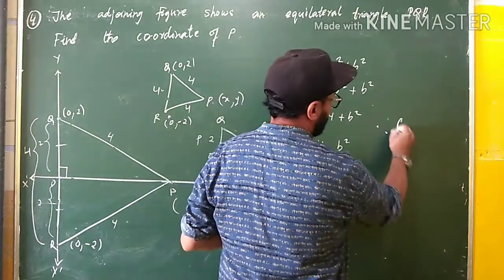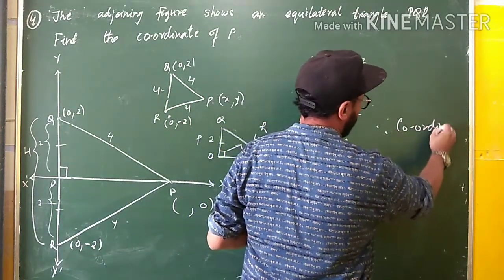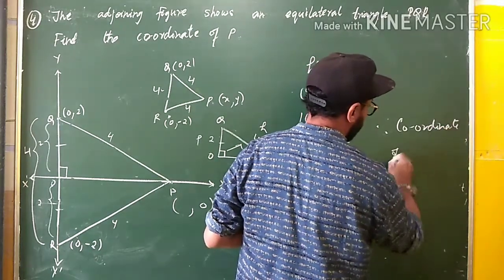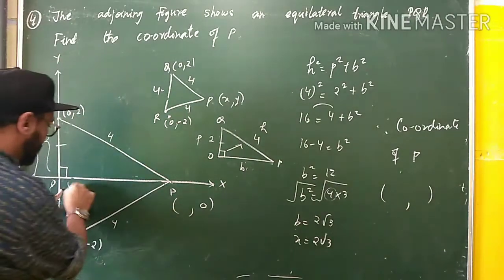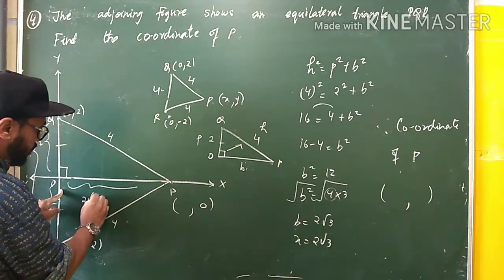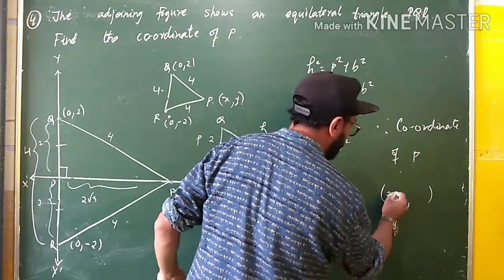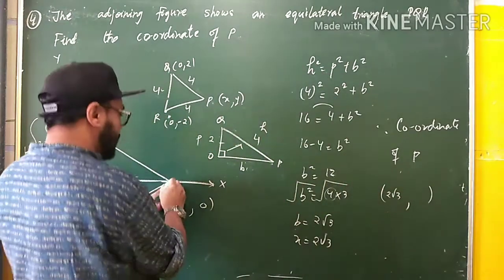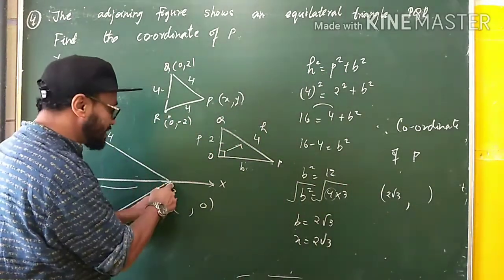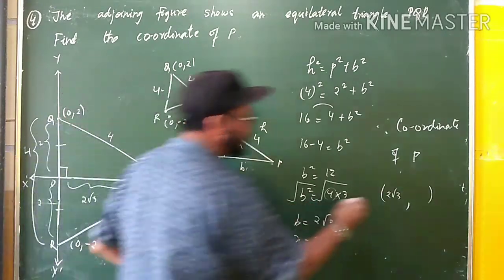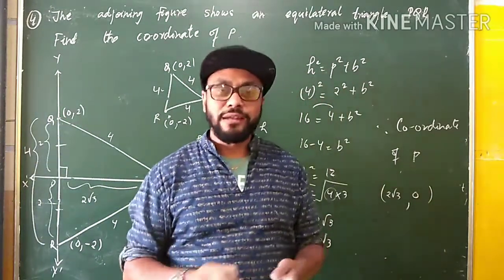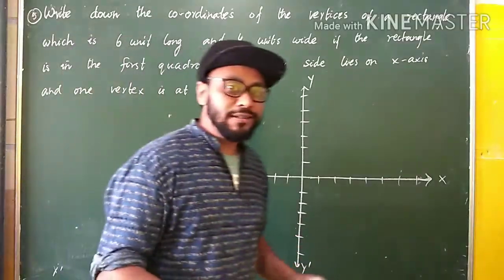So therefore, coordinate of b. So what is the value of x? Now this length is 2 root 3, so the value of x is 2 root 3. And what is the value of y? Now since the point lies on the x-axis, its coordinate is 0. So this is 2 root 3 comma 0. So this is how we find the coordinate. Okay. Now let's take another example.